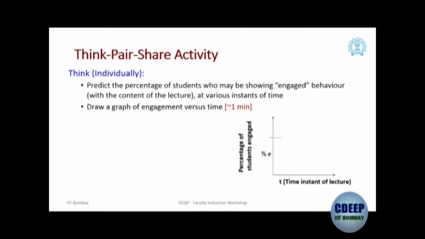Okay, so on the x-axis is time. T equal to 0 is when the lecture begins and t equal to 90 is when the lecture ends. On the y-axis is your guess of how many people will be paying attention, how many people are engaged with the content. Okay, don't answer, just draw your own graph in your own paper.